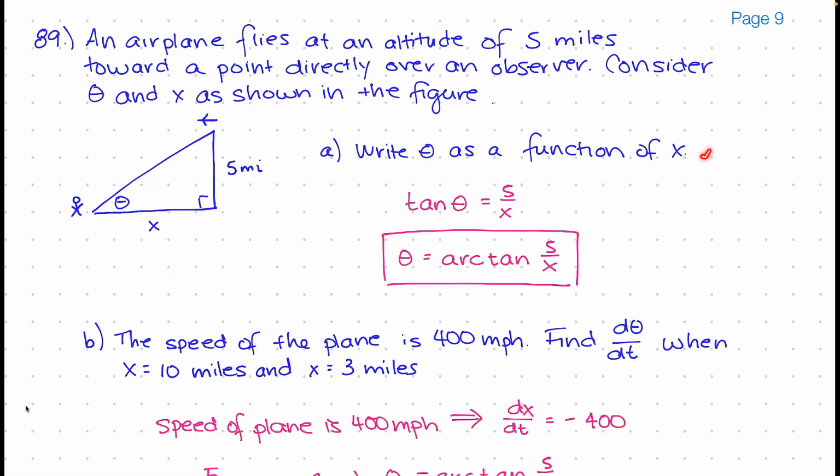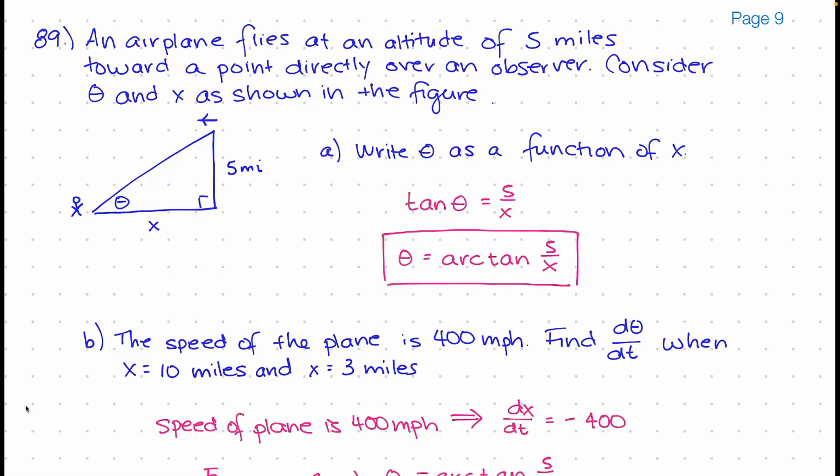So for part A, when they say write theta as a function of x, that means make an equation with theta and x that says theta equals, and on the other side you can only have x. So looking at this triangle, we have opposite and adjacent. So tan theta is opposite over adjacent. And then solving for theta, we get this. So any questions there? They're pretty straightforward at that point.